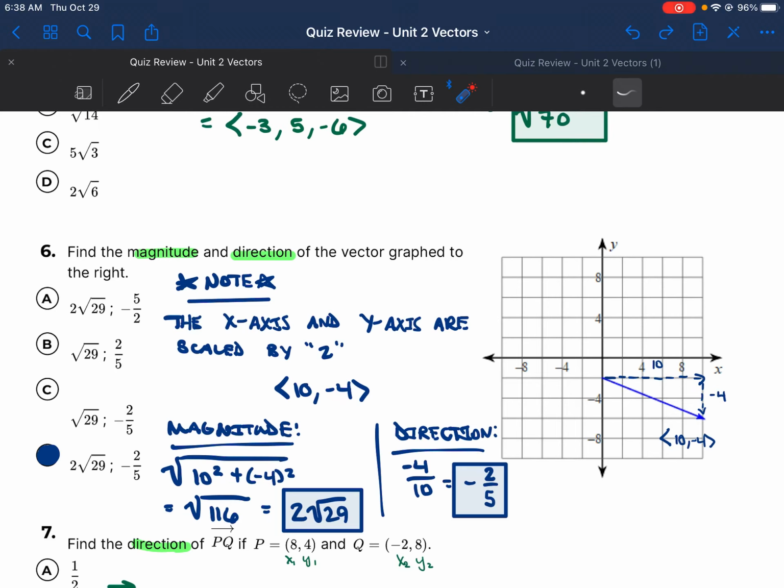And when you do your calculation, 116 is 4 times 29. We know that 4 is a perfect square, so we get 2 square root of 29. For the direction, we know it's the vertical component divided by the horizontal component, so we get negative 4 divided by 10. Simplifying, that gives us a direction of negative 2 over 5.